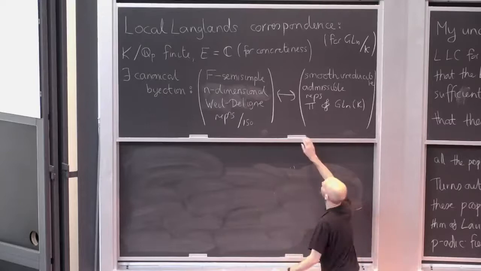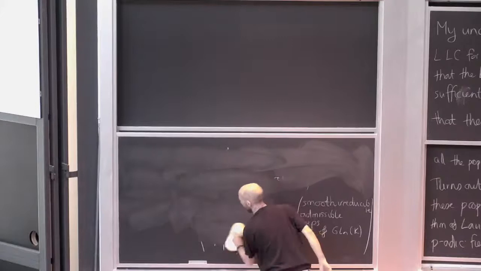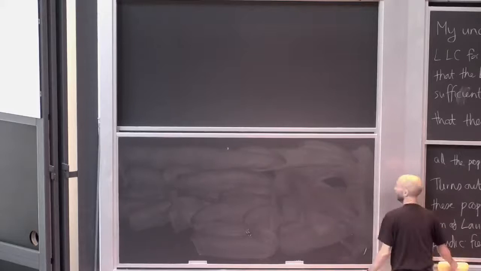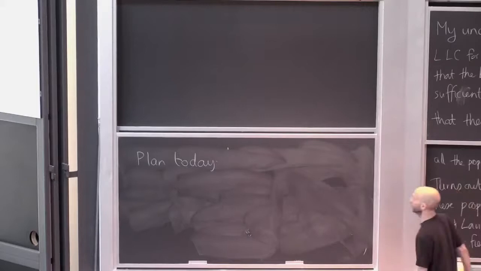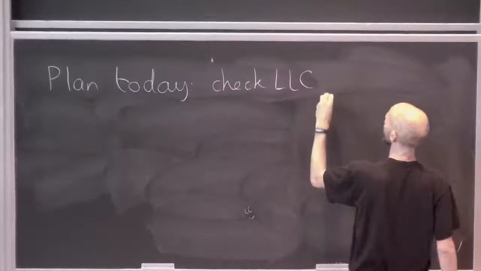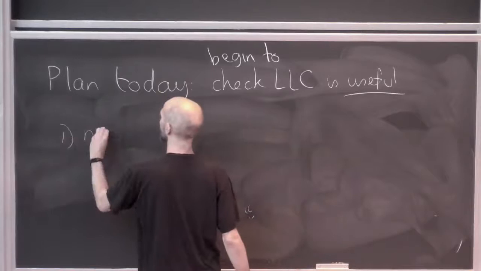So what's the plan today? So the plan for today is to try and convince you that the local Langlands conjectures are actually going to be useful, right? We'll begin to check that the local Langlands correspondence is actually useful. Okay, and then what we're going to do is, firstly, we're going to do the relatively easy n equals one thing.